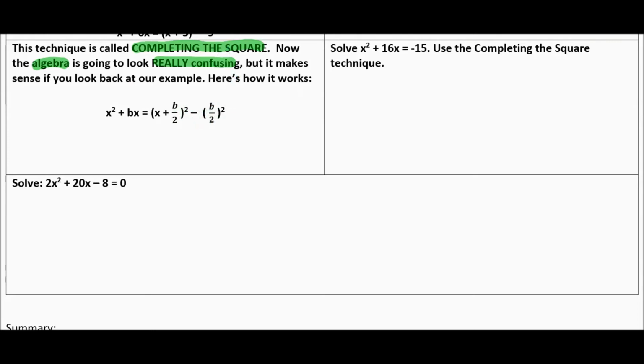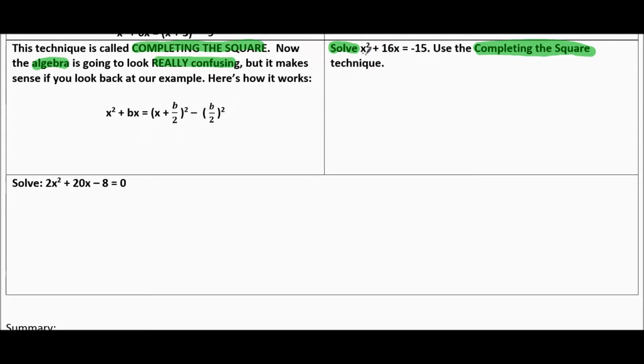Okay, how about this? Solve x squared. Solve means finding all the values for the variable that make the equation true by using the completing the square technique. Okay. We have learned how to solve this before. We talked about if you have an x squared and an x, we usually use the ZPP, the zero product property, to solve this. But this time, here's what we're going to do.